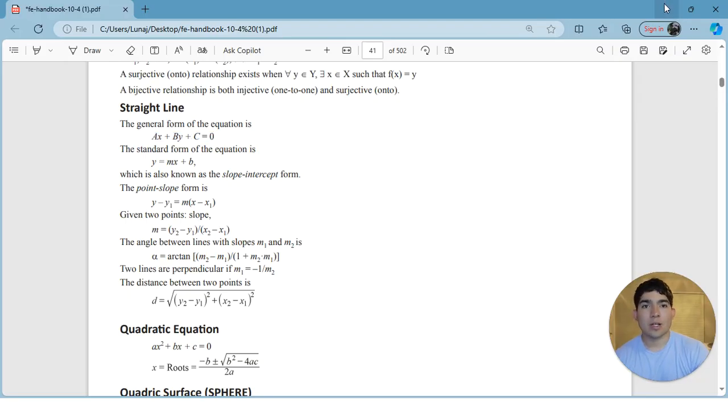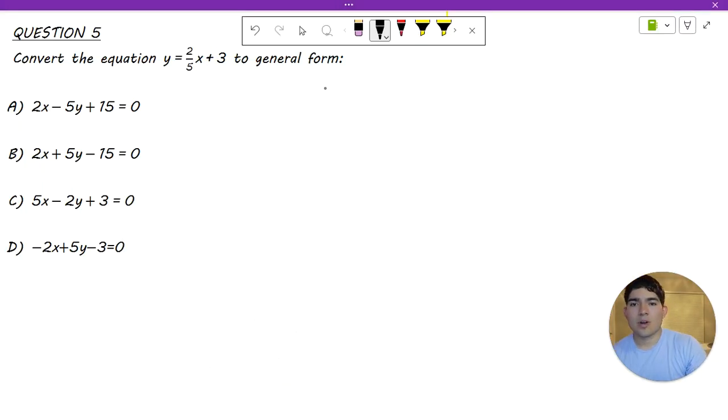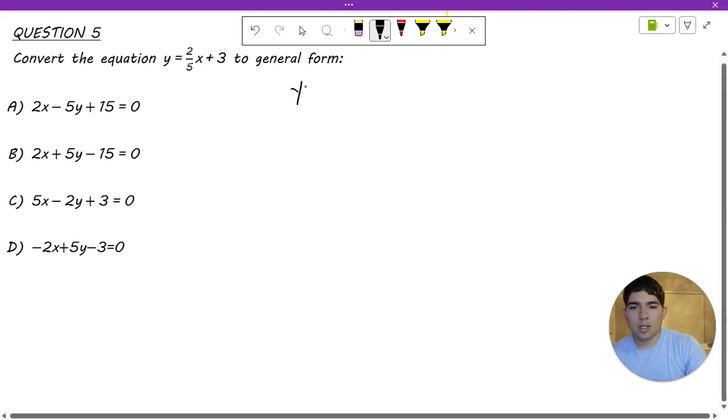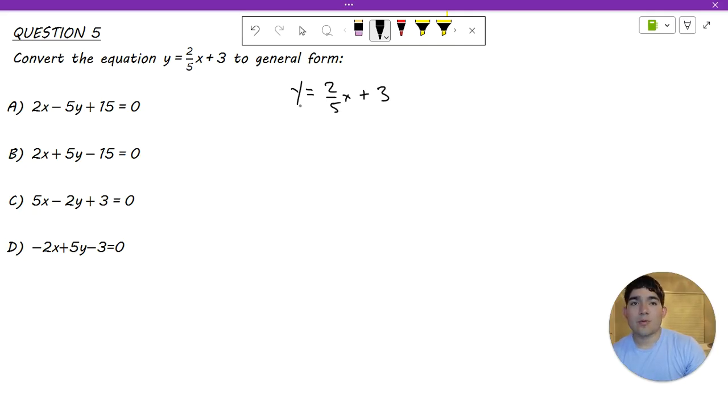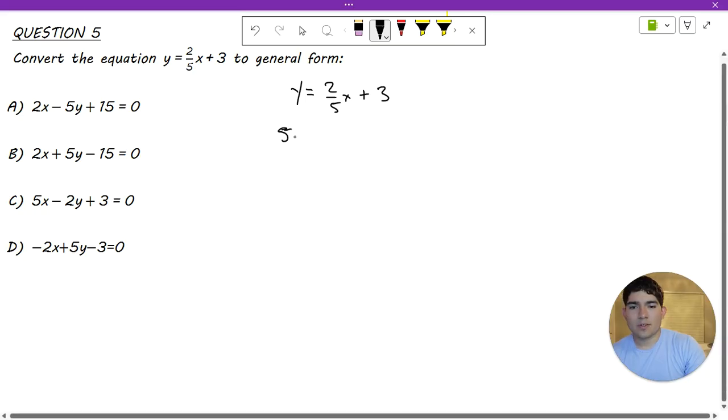Okay, so now that we've seen that, let's go back to the problem. Our equation is in standard form, which is what we've been working with so far. I'm just going to go ahead and rewrite it. It's y equals 2/5 x plus 3. So what we need to do is put it in general form. Now, general form cannot have any fractions in it. So the first thing that we're going to do is we're going to multiply everything by 5 to get rid of the fraction. So that's going to give us 5y is equal to 2x plus 15.